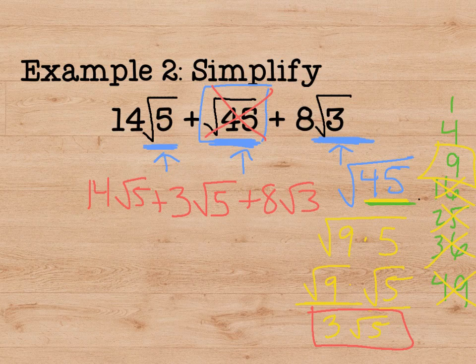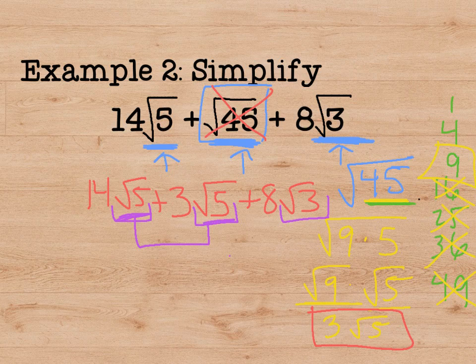Now, do I have any like terms? Do I have any like radicals? And, fortunately, my answer is yes. I have a square root of 5, a square root of 5, and a square root of 3. So I know I can put these two together because they have the exact same number underneath the radical sign.